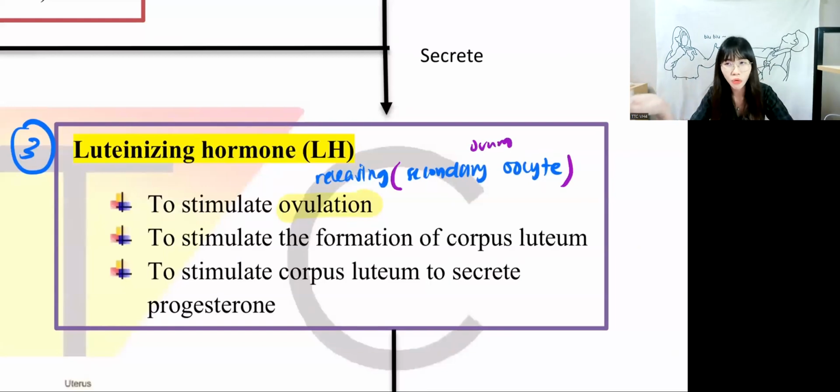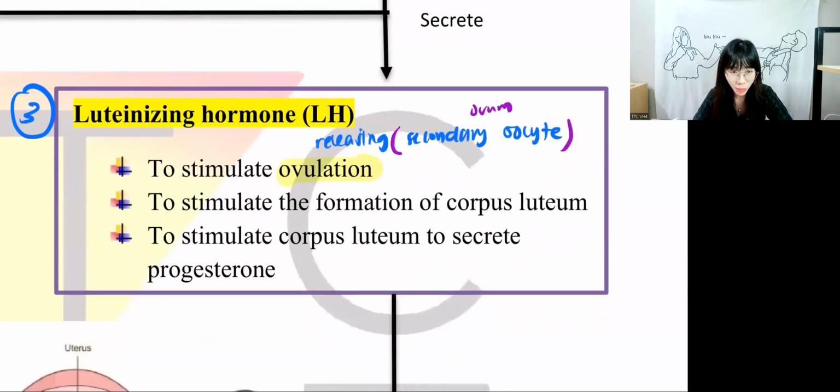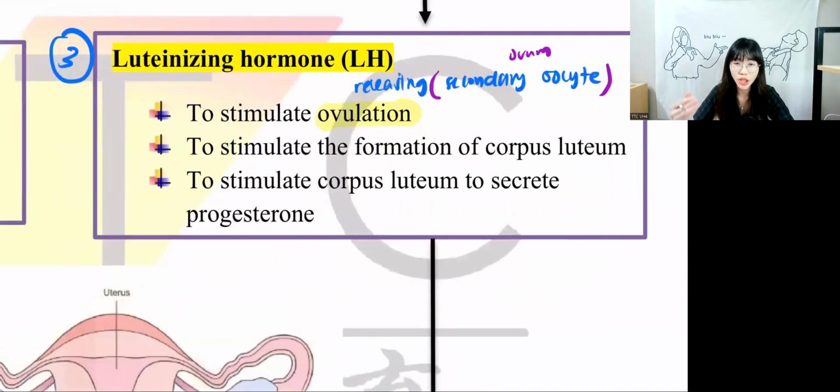But we don't really write ovum in this case, because you have to remember that we can only write ovum when it has been fertilized with a sperm. When it has not been fertilized with a sperm, we can only write secondary oocytes. So this luteinizing hormone, besides releasing secondary oocytes, will also stimulate the formation of corpus luteum.